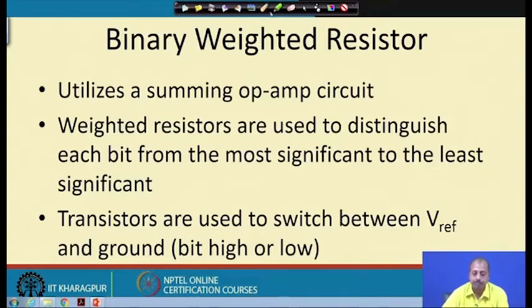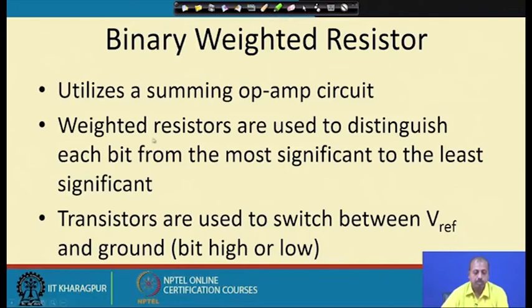However, these weighted resistors are used to distinguish each bit from the most significant to the least significant bit. Each bit will contribute some value to the output. The most significant bit's contribution will be high, that is, if the most significant bit is 1, it will contribute significantly to the output voltage or current. If you go down and look into the successive bits, their contribution will be lesser and lesser.